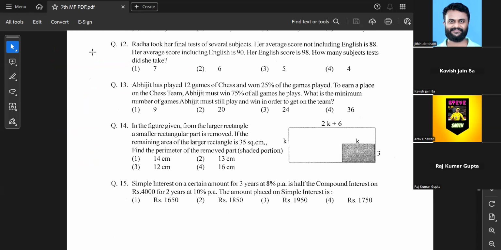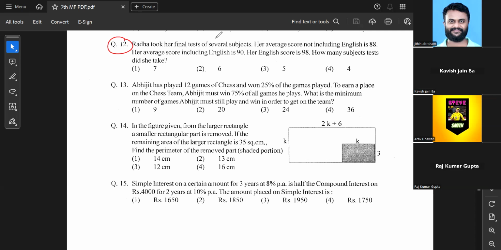Twelfth question. Radha took her final test for several subjects. Her average score, not including English, is 88. Her average score, including English, is 90. Her English score is 98. How many subjects did she take?